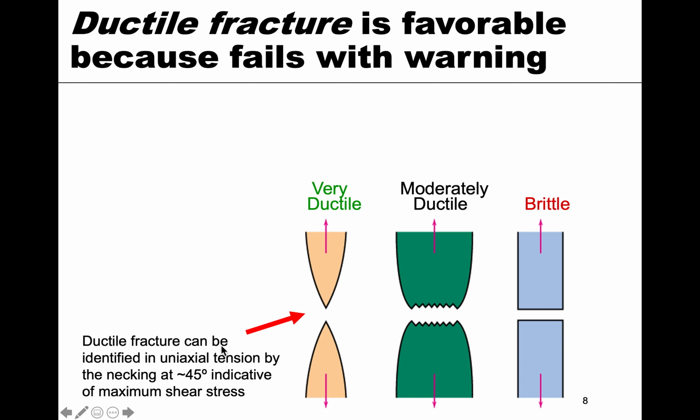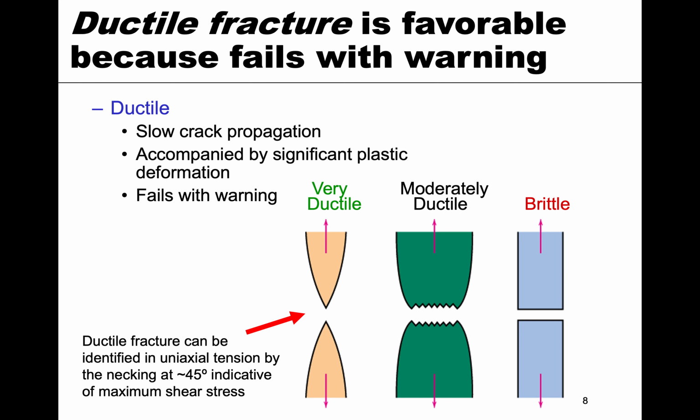In ductile fracture, we can also identify it based on the necking we've talked about before. That necking is at about 45 degrees from the tensile axis. So here's the tensile axis, and then 45 degrees, 45 degrees, 45 degrees. That's where we see the maximum shear stress, because that's where the resolved shear stress we talked about before acts. So in ductile fracture, we get slow crack propagation and significant plastic deformation, and again, it fails with warning, which is what you would like if something is going to fail.